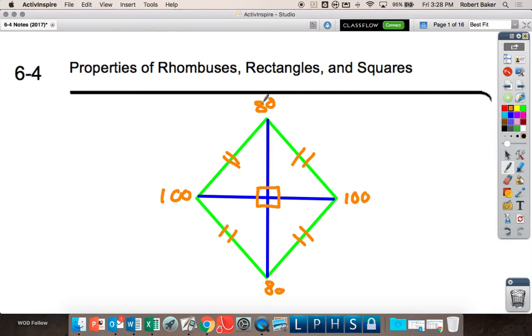The diagonal cuts this angle in half. So if this angle is 100, how big are each of these pieces? 50. If this angle is 100 and this diagonal bisects the angle, how big are these two pieces? 50 and 50. Now, what are these two small angles? 40 and 40. And what are these two small angles? 40 and 40. Doesn't that just blow your mind?